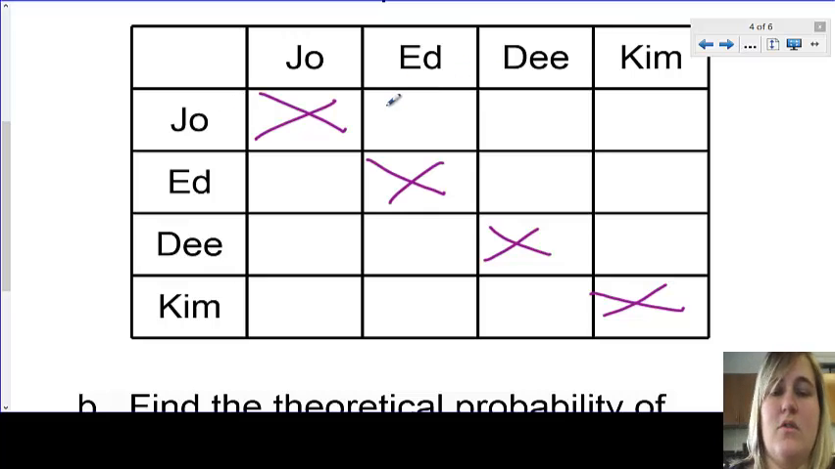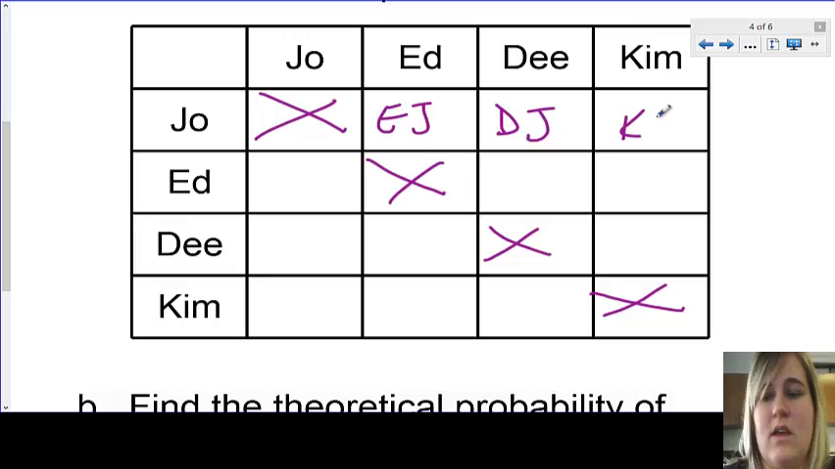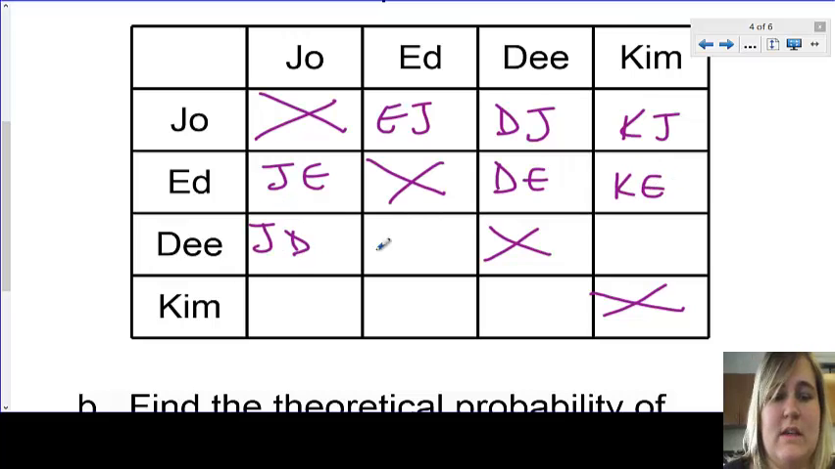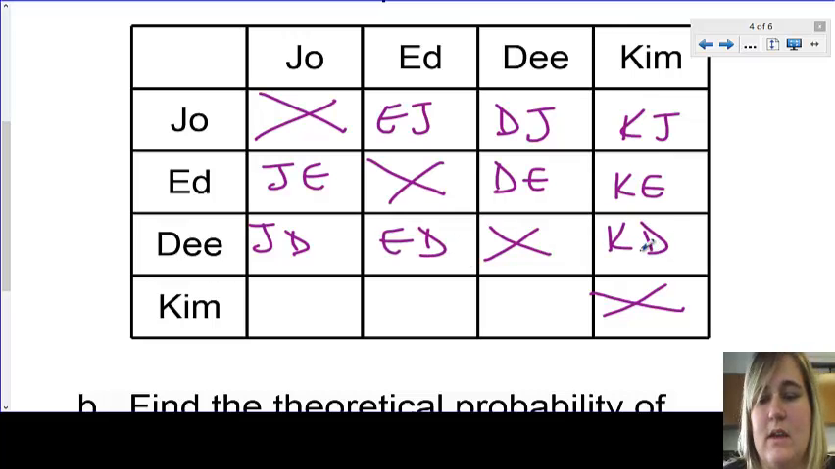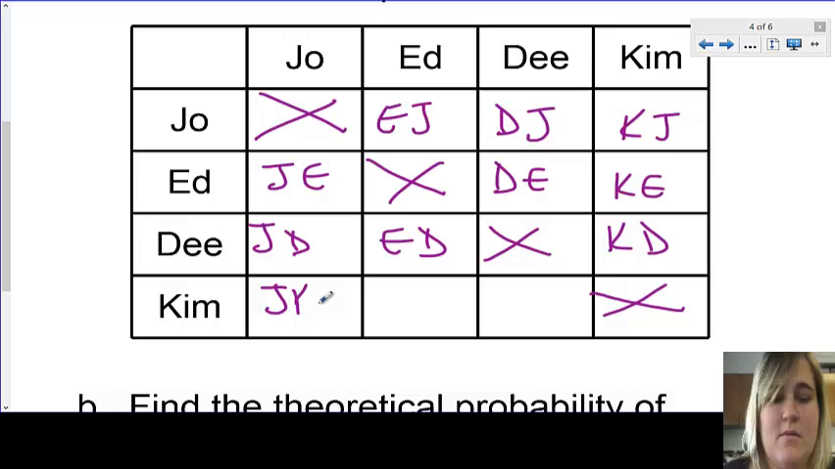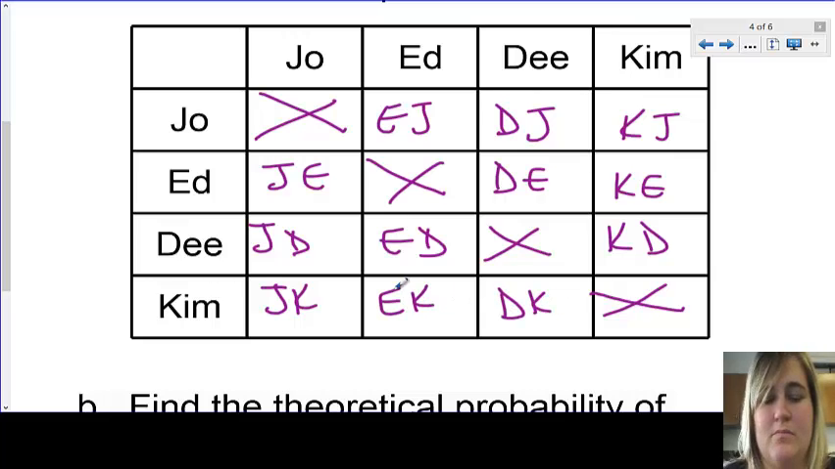So now we can go through and fill these out. We have Ed and Joe, Dee and Joe, Kim and Joe. Then we have Joe and Ed, Dee and Ed, Kim and Ed, Joe and Dee, Ed and Dee, Kim and Dee, Joe and Kim, Ed and Kim, Dee and Kim.